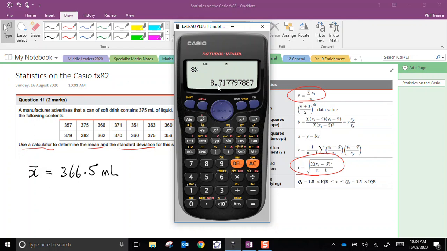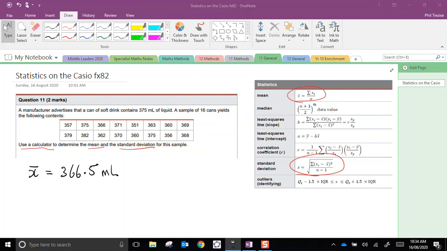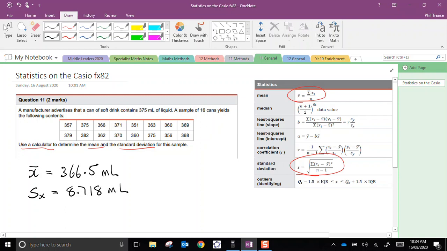It says S, and then we'll use this one, number 4. Don't forget to press equals, and it gives me the answer. That's 8.72 once rounded. Actually, I think we'll go to 3 decimals. So I'll put S and put my little x here, so it's the standard deviation of these scores, which we call x. And the calculator result was 8.718 if I round to 3 decimals, and it will have the same unit, millilitres, as the mean.